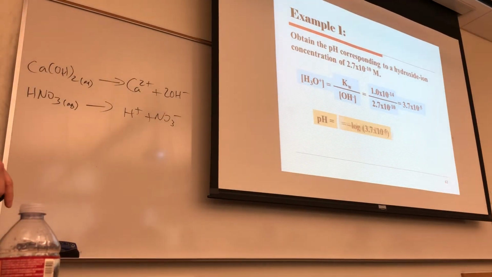3.7 times 10 to the minus 5. I plug that in here. I get the pH, and I have 2 sig figs there, so I have 2 from the decimal, gives me 4.43. That's the pH.